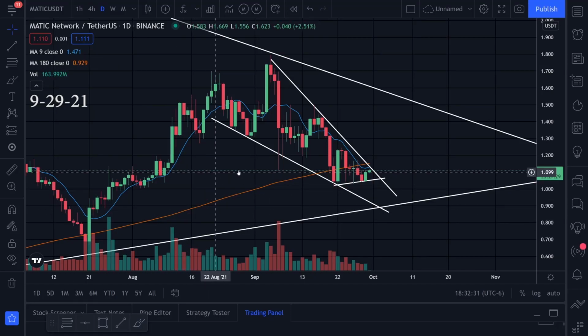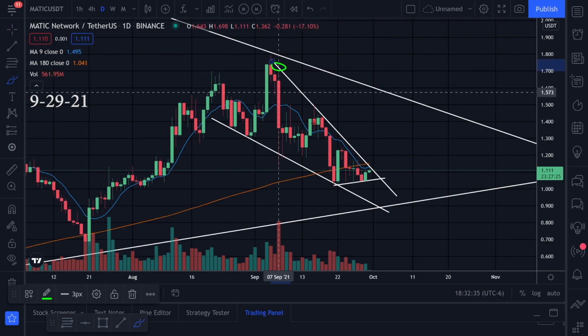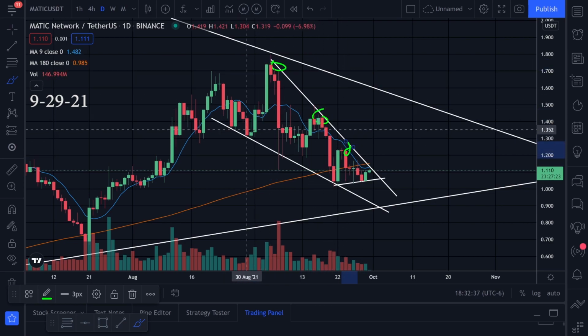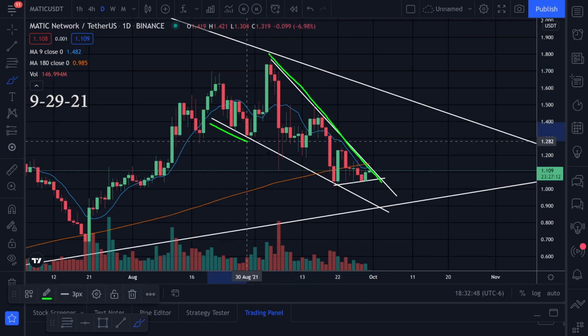Let's take a look at the chart action for Polygon. Alright, so here's what I'm looking at on MATIC. We're on the daily time frame right now. We have resistance right here, resistance right here, resistance right here. We have support right here, support right here, support right here. I'm watching this resistance line right here and this support line right there.